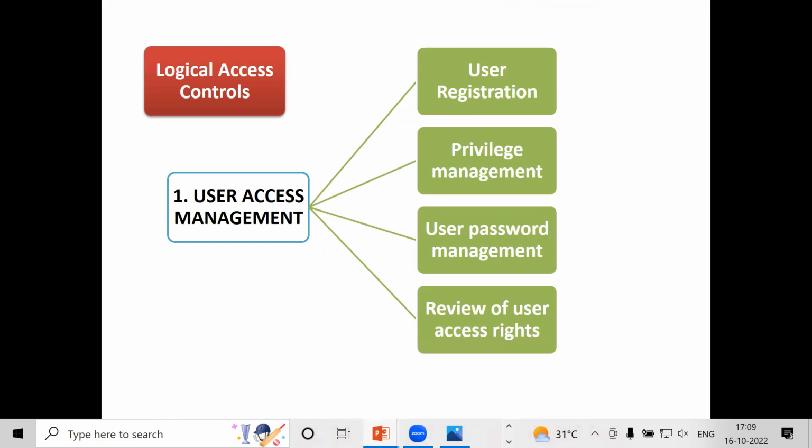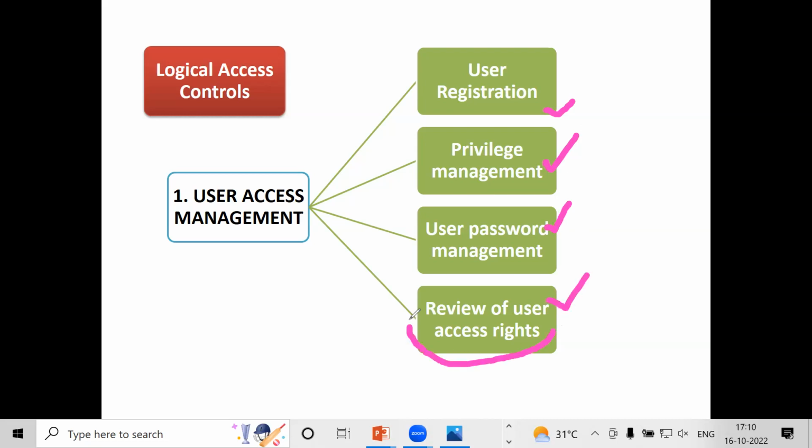Now, what are the access controls? As I said earlier, user access management: you have user registration. At the time a new employee enters a company, there is a specific procedure for user registration. Then privilege management: what accesses can be given, how and where, or what data he can access. User password management, strong password. Review of user access rights.